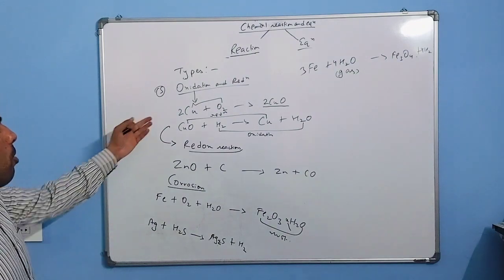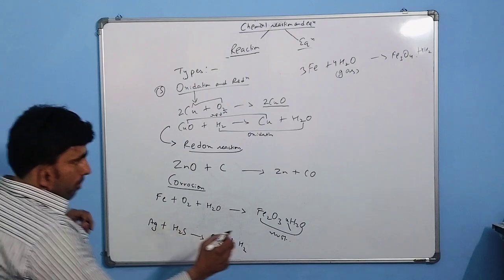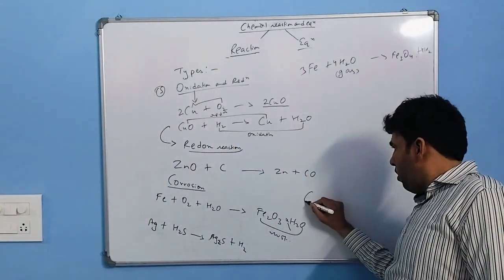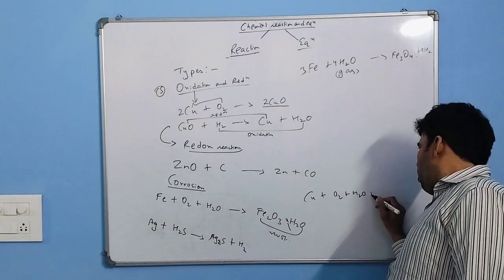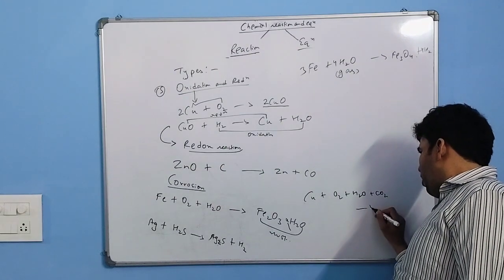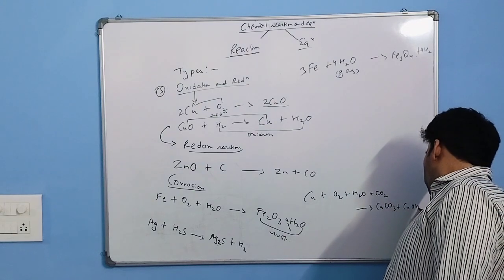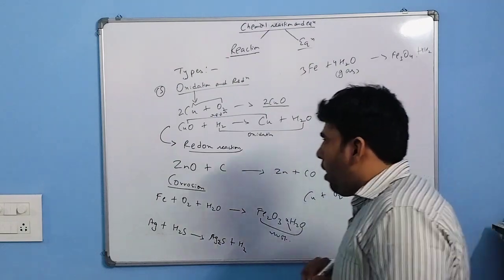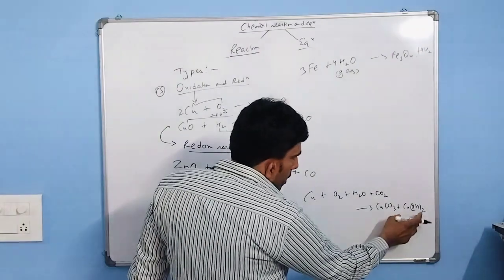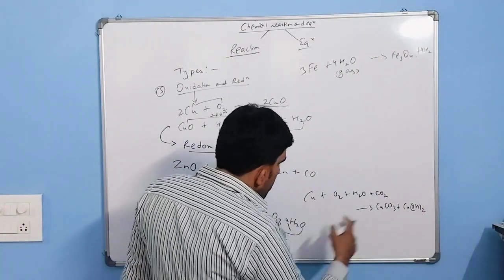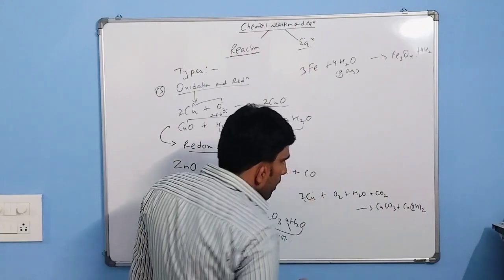One more we have is in copper. What happens when copper reacts with oxygen plus water plus CO2? We get CuCO3 plus Cu(OH)2. We get the greenish layer of copper carbonate plus copper hydroxide. Here also we can balance it.